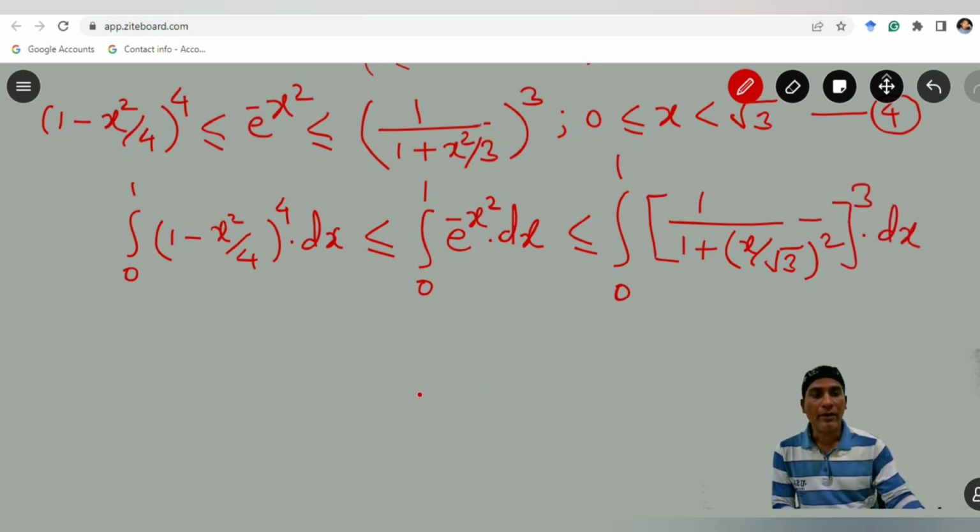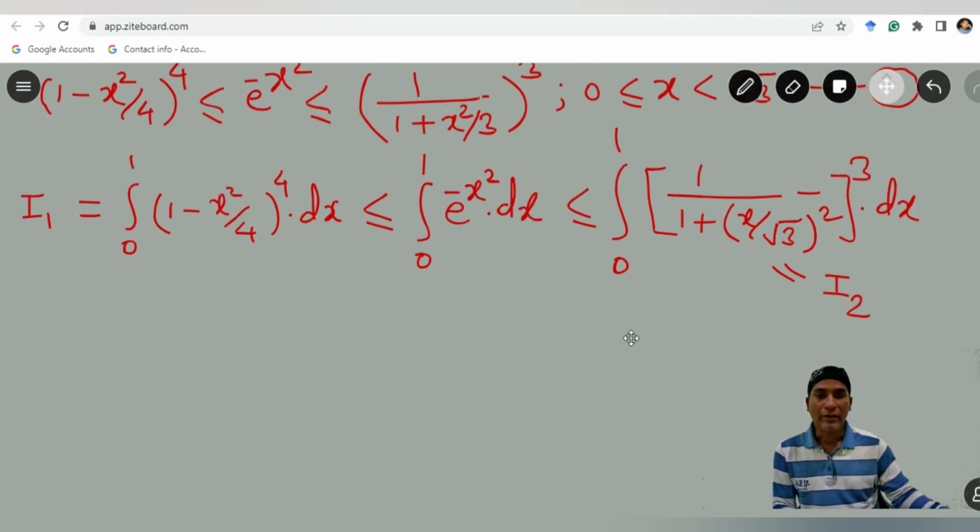Here it should be noted that we can in fact integrate this fourth relation over 0 to 1, or 0 to square root of 3, or 0 to any number between 0 and square root of 3. Then if I call this leftmost integral I1 and the rightmost integral I2, it is not difficult to approximate our integral under consideration.